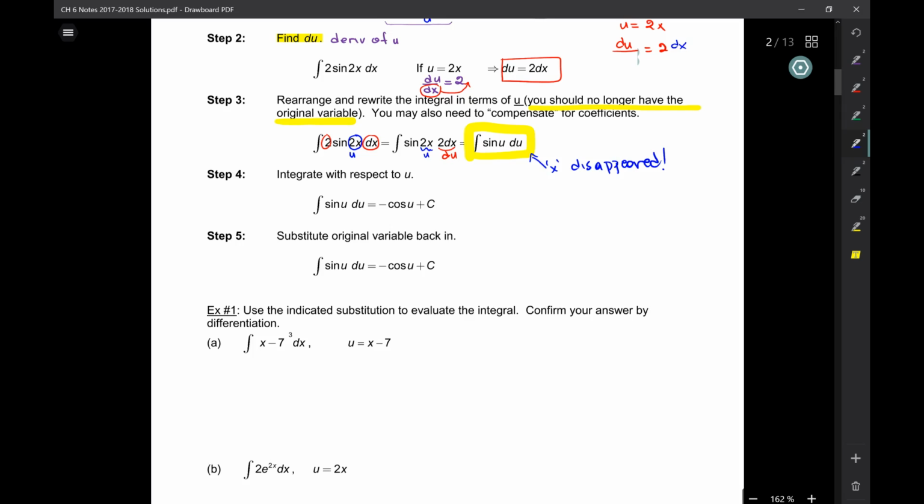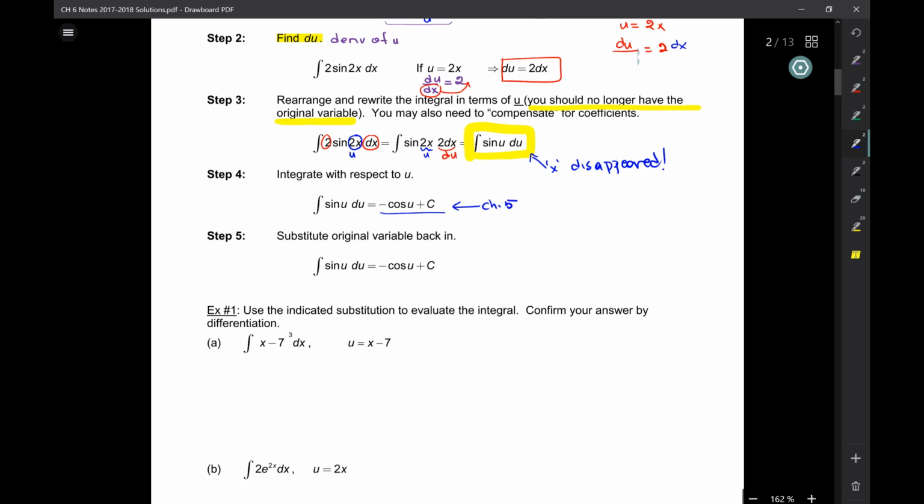Now you can just take an integral of this. This is just like what we were doing on yesterday's test. Now the integral of sine of u du is just negative cosine of u plus c. Okay? We're good with that, right? That was chapter 5. So this step is chapter 5.